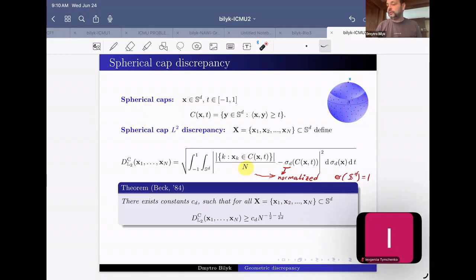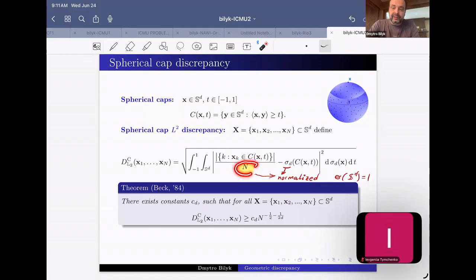Okay, and then I will go directly to the result that we will prove today. And this is a classical theorem by Joseph Beck, who is one of the very big names in discrepancy theory, but generally not just in discrepancy theory. He's a big name in combinatorics. He proved that there is a lower bound for the discrepancy with respect to spherical caps, and this lower bound is of the order n to the negative 1/2 minus 1 over 2d.